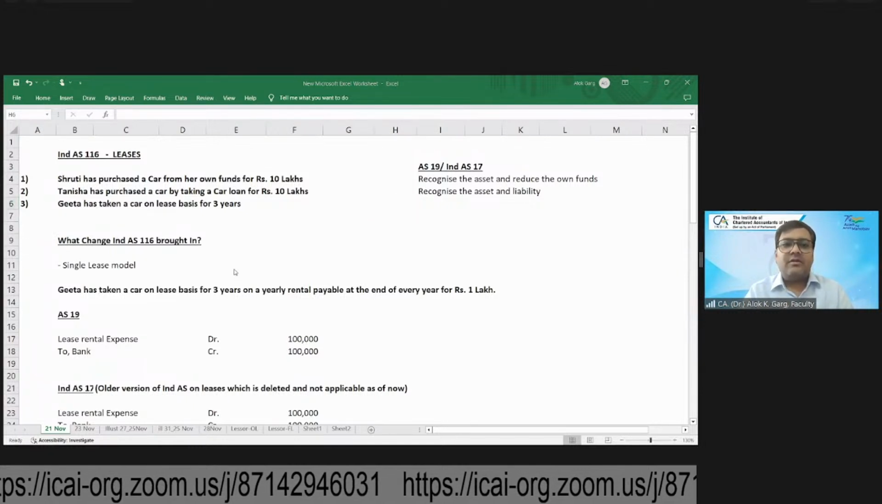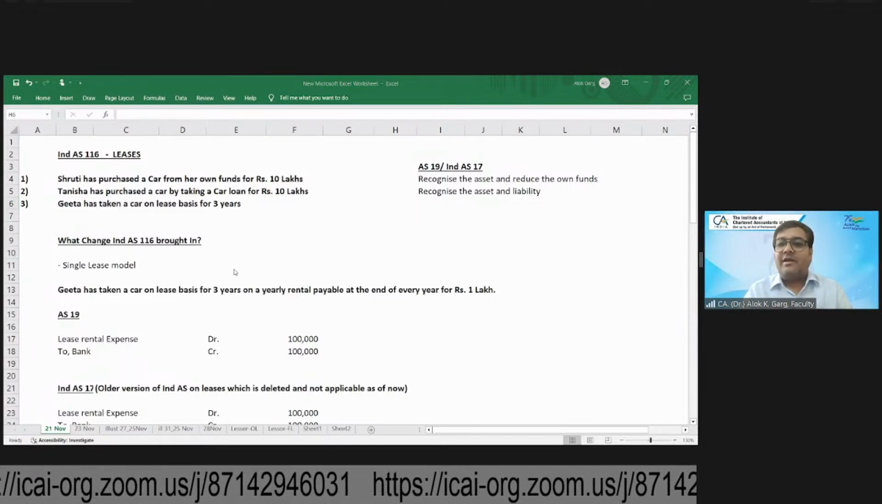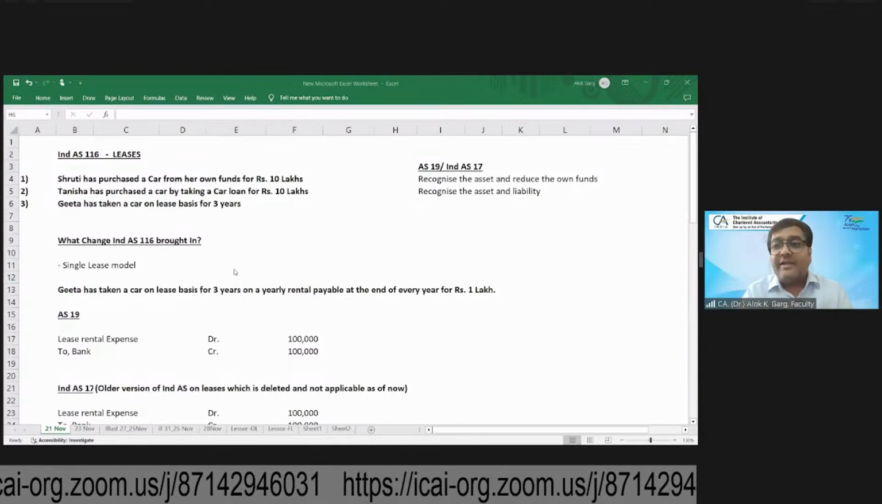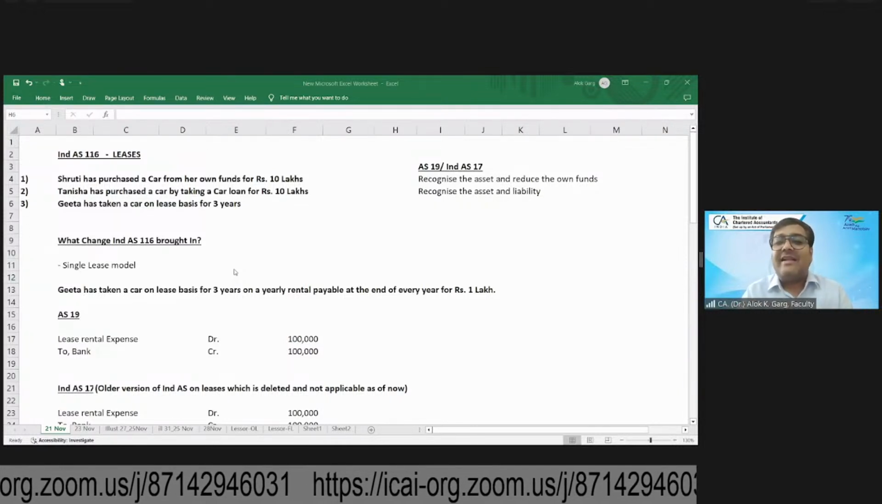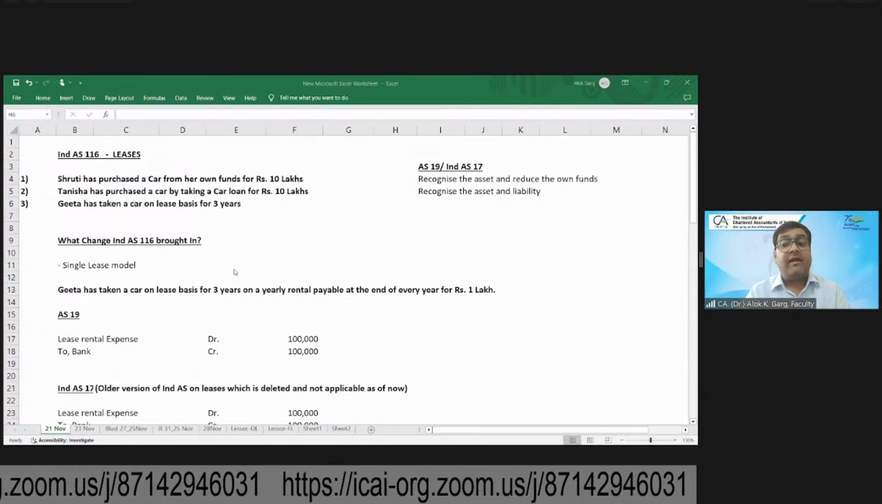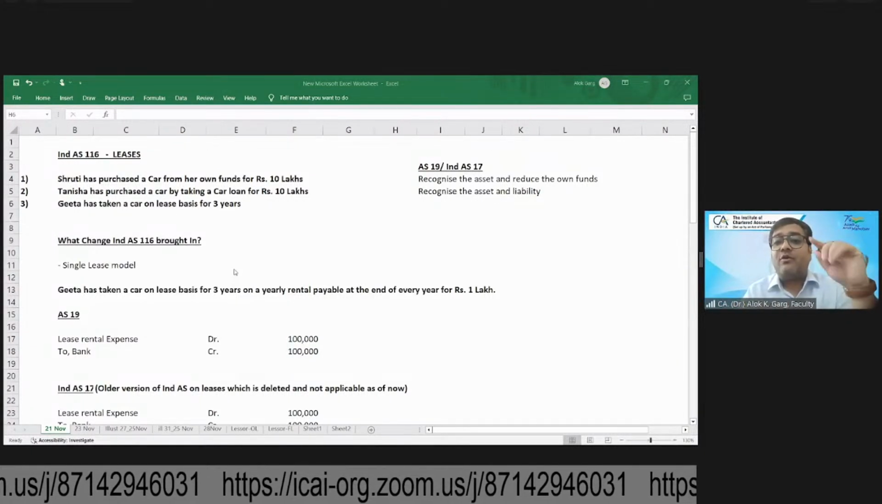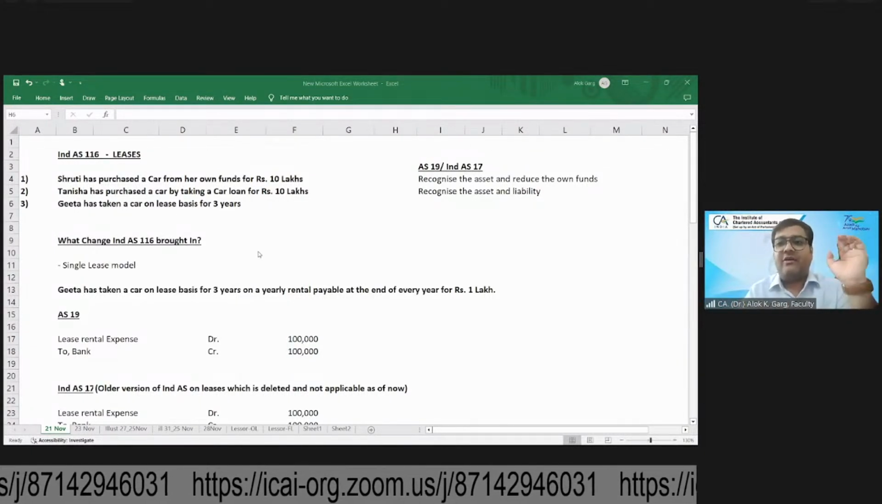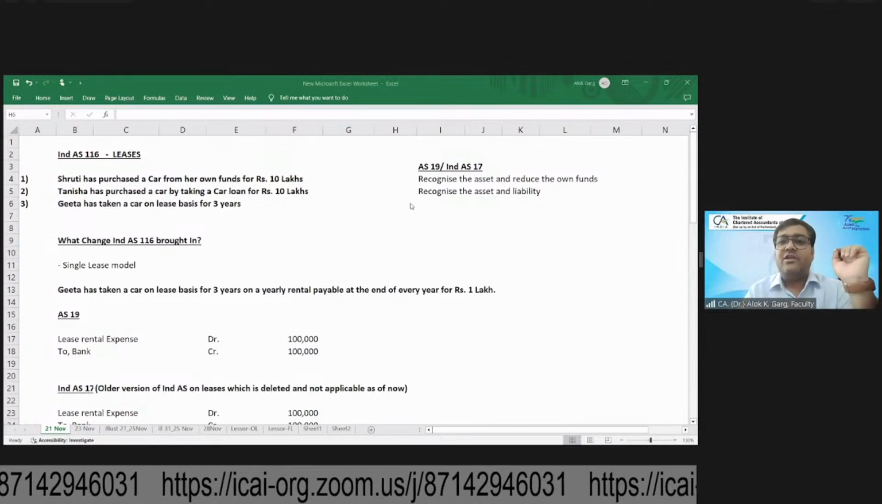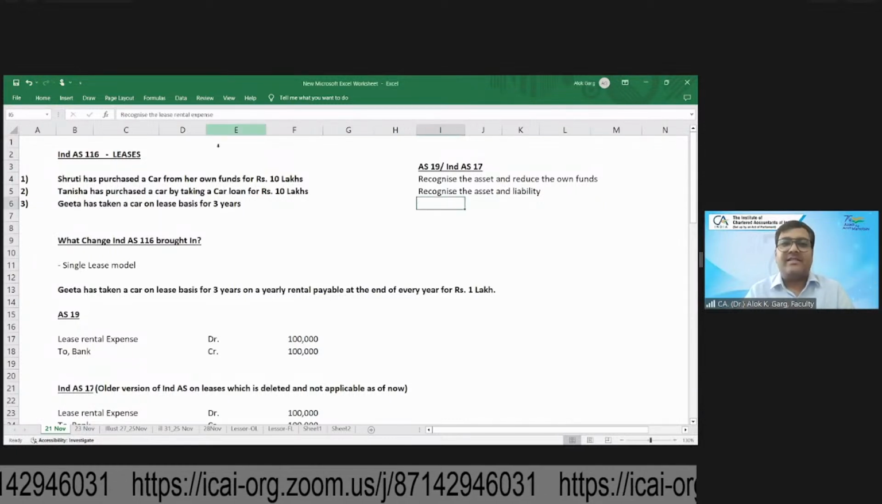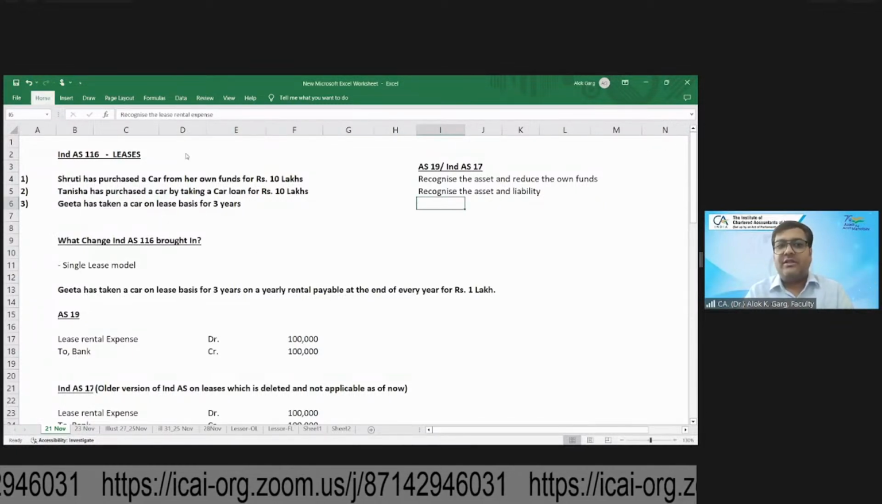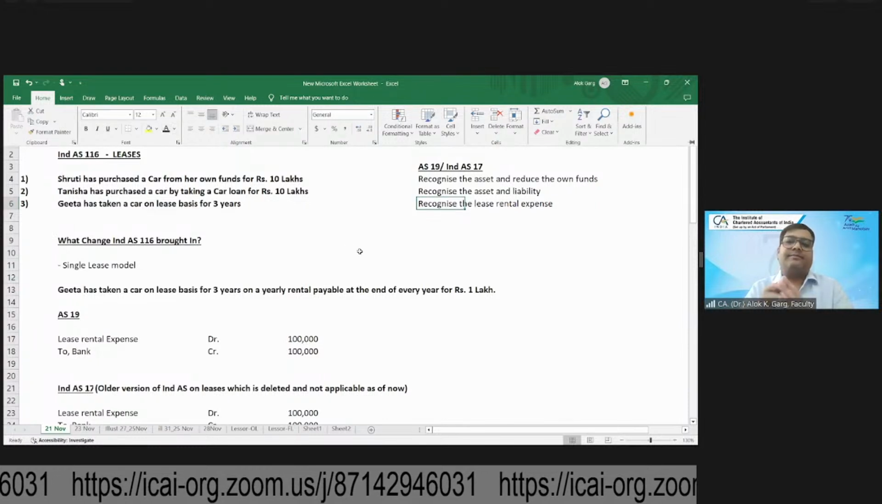You are right, Rahul. In accounting standard 19 or old Ind AS 17, lease rental has to be debited in the P&L. I am talking about our accounting standard, old Ind AS 17. So recognize the lease rental expenses. The car will not come in the balance sheet.